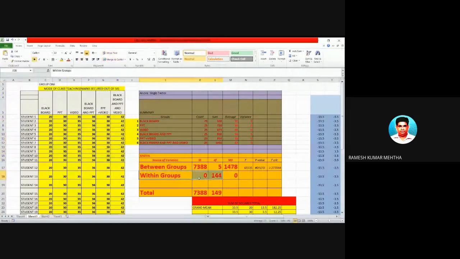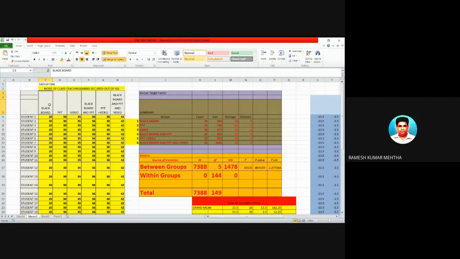Okay. Now, between groups, is there a variance? What do you mean by this? Between groups variance, within group variance. Between means between blackboard and PPT, between blackboard and video, between blackboard and PPT and video, and other combinations. So 1 with 2, 3, 4, 5, 2 with 3, 4, 5, 3 with 4, 5, 6, and so on and so forth. There are so many combinations. So between groups, I am observing whether there is any variance in the marks.